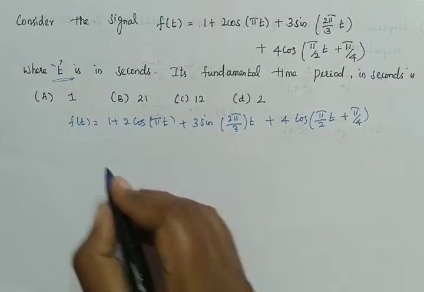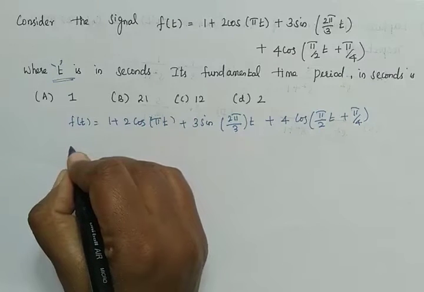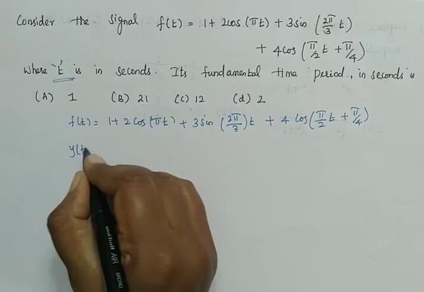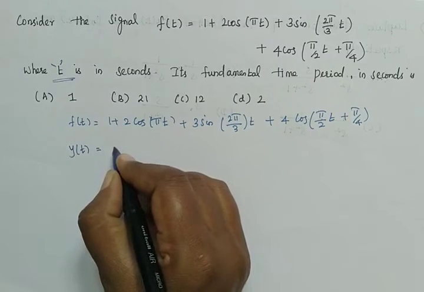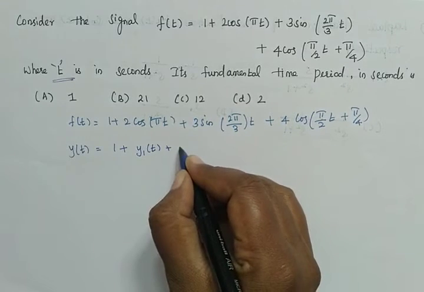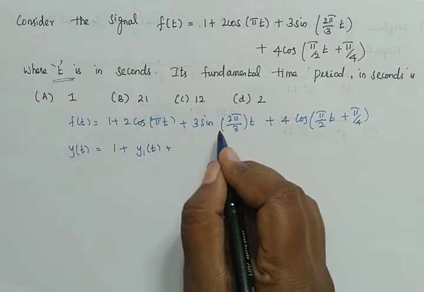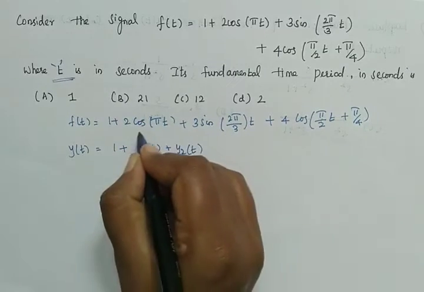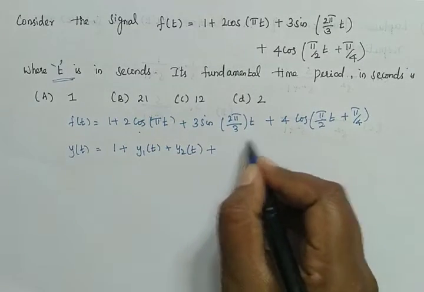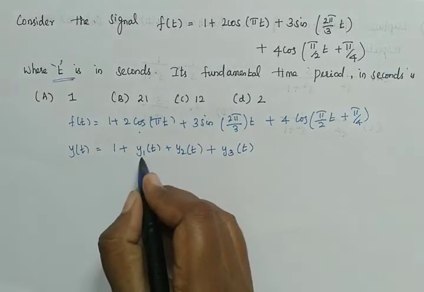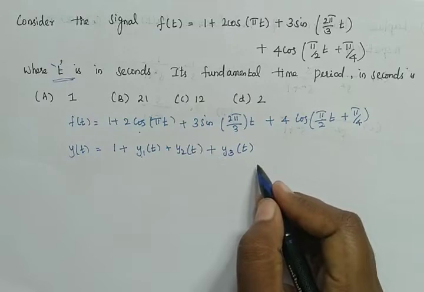Now let us take this as x of t or y of t, whatever it may be. Let us take this as y of t, which is equal to 1 plus, here we can take this as y1 of t, plus, here we have 3, so we can take this as y2 of t. This is y1 of t, this is y2 of t, and here we can take this as y3 of t. Now we have to find what is y1 of t, what is y2 of t, what is y3 of t.